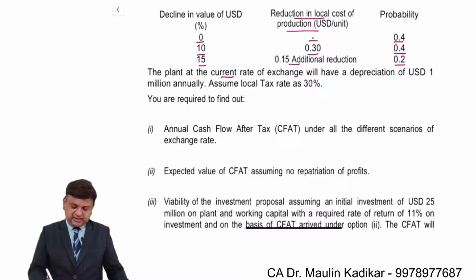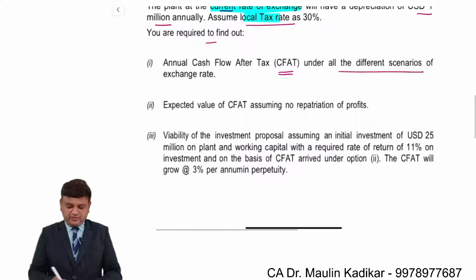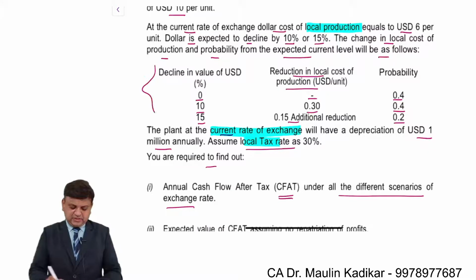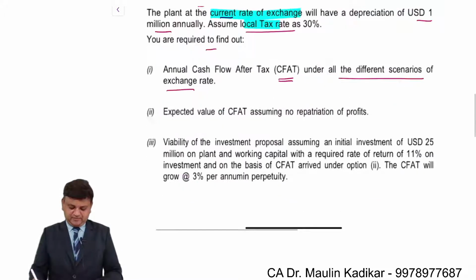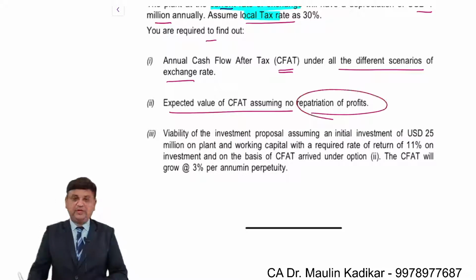The plant, at the current exchange rate, will have depreciation of $1 million annually. Income tax rate is only 30%, that is locally, which you have to pay over there. You are required to find CFAT under all the different scenarios of the exchange rate. So for these three scenarios you are required to find the expected value of the CFAT, assuming no repatriation of the profit. So the mean value is required to be found.